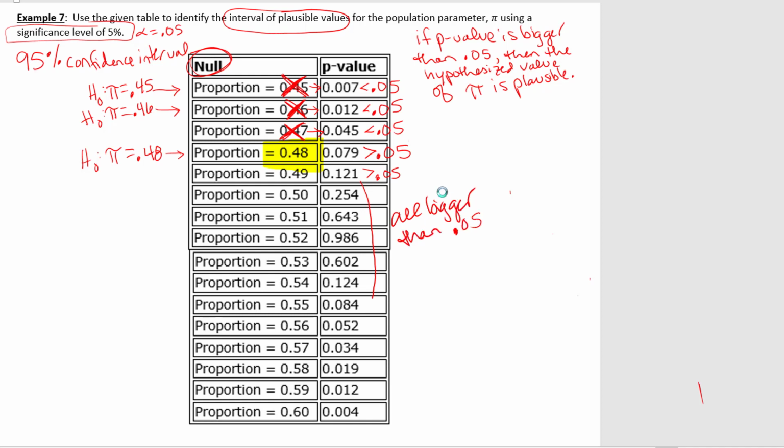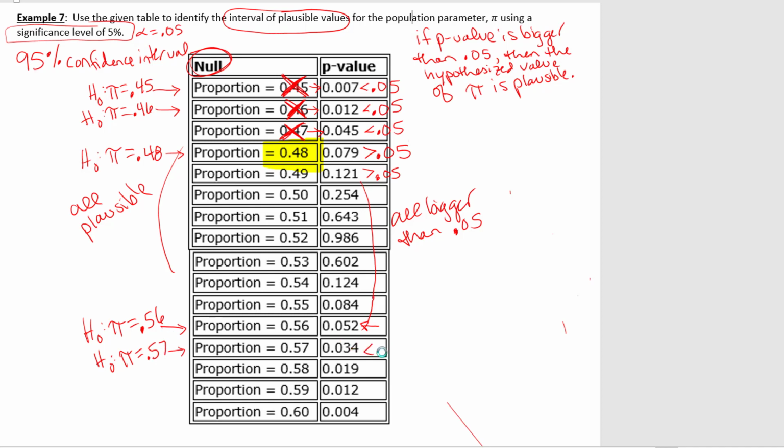That means these hypothesized values of pi are all plausible, all the way down to where the p-value is 0.052, which is bigger than 0.05. That happened when we did a null hypothesis of pi equals 0.56, but that's the last one in the table that's plausible. Notice when you get up to pi equaling 0.57, again, we start to see the p-value is smaller than 0.05. So that would be a rejected value of pi. So would 0.58 and 0.59 and 0.6.